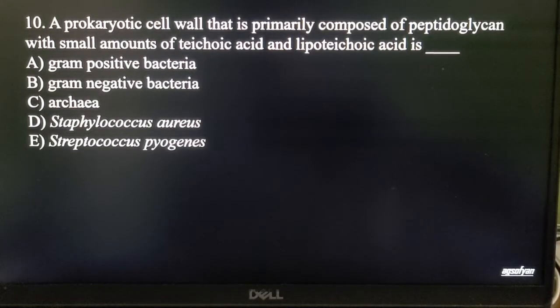Okay, number 10. Multiple choices now. A prokaryotic cell wall that is primarily composed of peptidoglycan with a small amount of teichoic acid and lipoteichoic acid is A. Gram-positive bacteria, B. Gram-negative bacteria, C. Archaea, D. Staphylococcus aureus, E. Streptococcus pyogenes. Choose your answer.